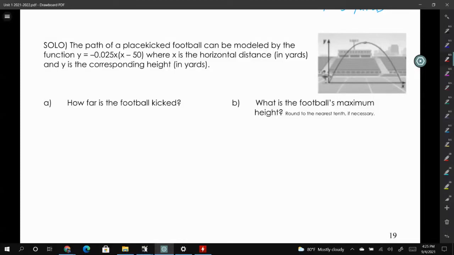For this problem here, we have a football that's being kicked, and it is modeled by this function right here. And we need to figure out how far the football is kicked. X is a horizontal distance in yards, and y is the corresponding height. So first, to figure out how far the football was kicked, we want to find out our two x-intercepts.